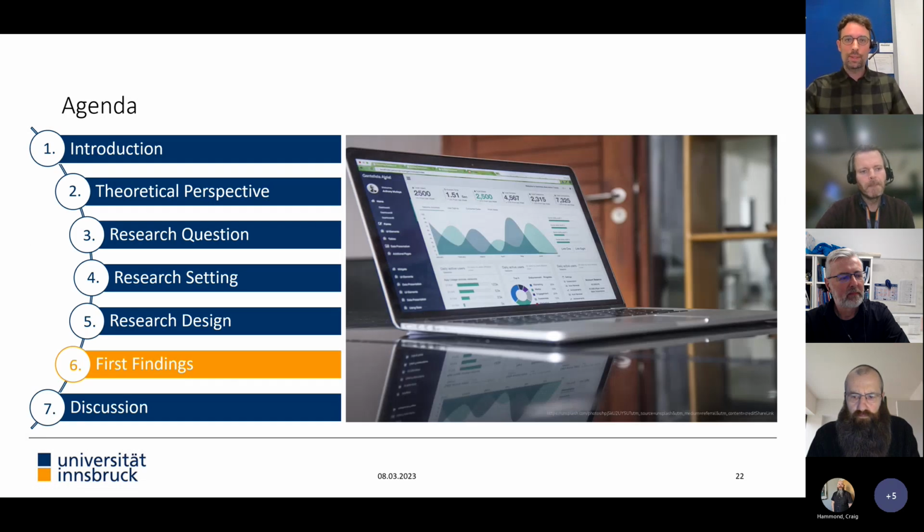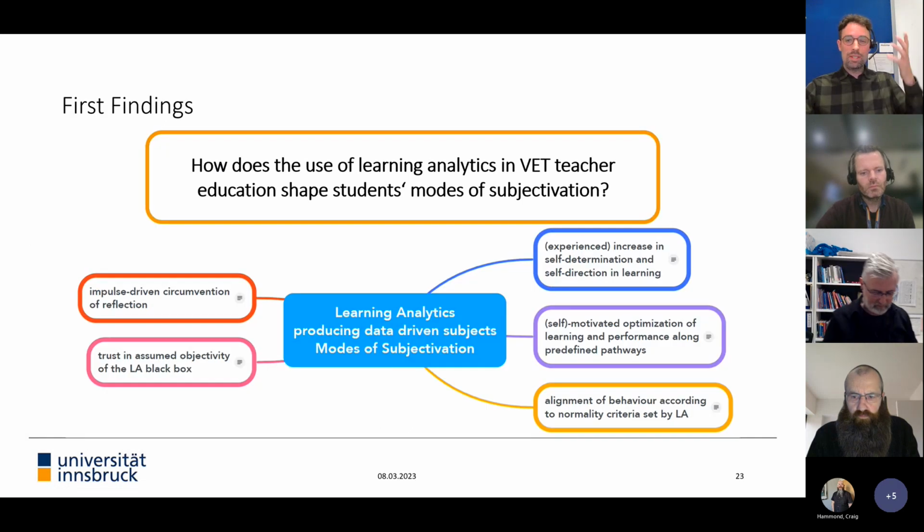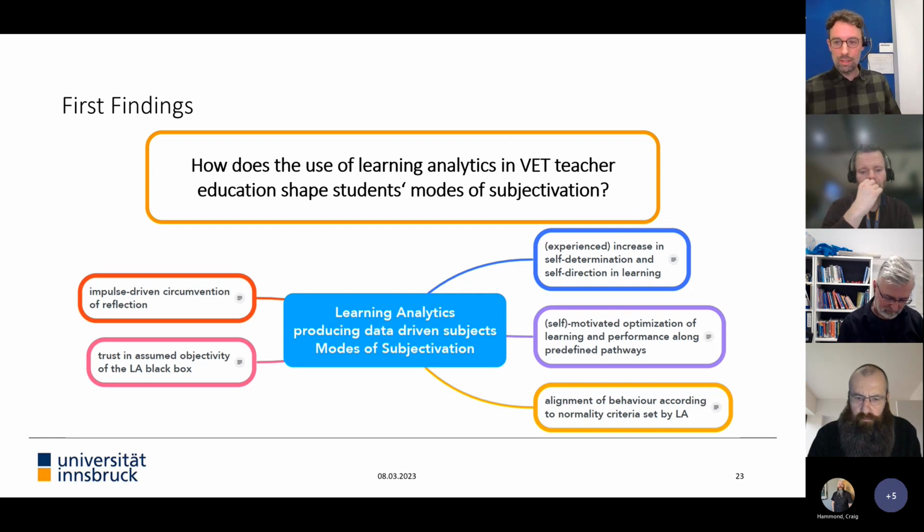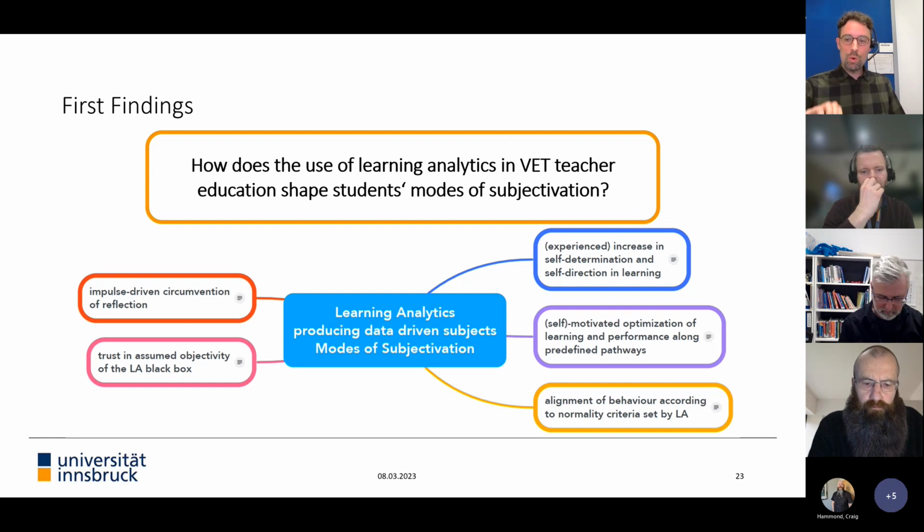So the first findings. Here you see again the research question and 5 central themes which we generated by this semantic analysis approach. We describe these themes as modes of subjectivation, but we are still thinking about how we could describe them best. So I will explain these 5 themes with some examples.